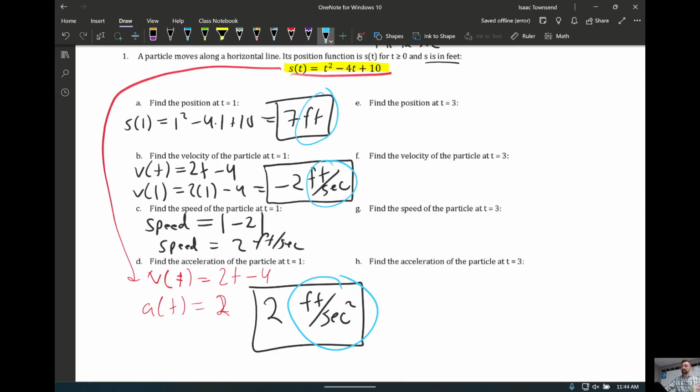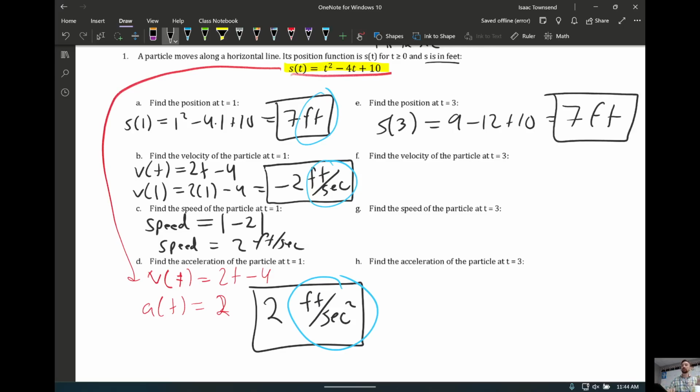Okay, so to say the same exact things again, but now we're talking about the same function, but what if it was at 3 seconds instead? If you want to know the position at time 3, you're going to plug 3 into the position equation. Do the arithmetic, and you end up with 7 again. So he was at position 7 feet after 1 second, and then he was back at position 7 at 3 seconds also.